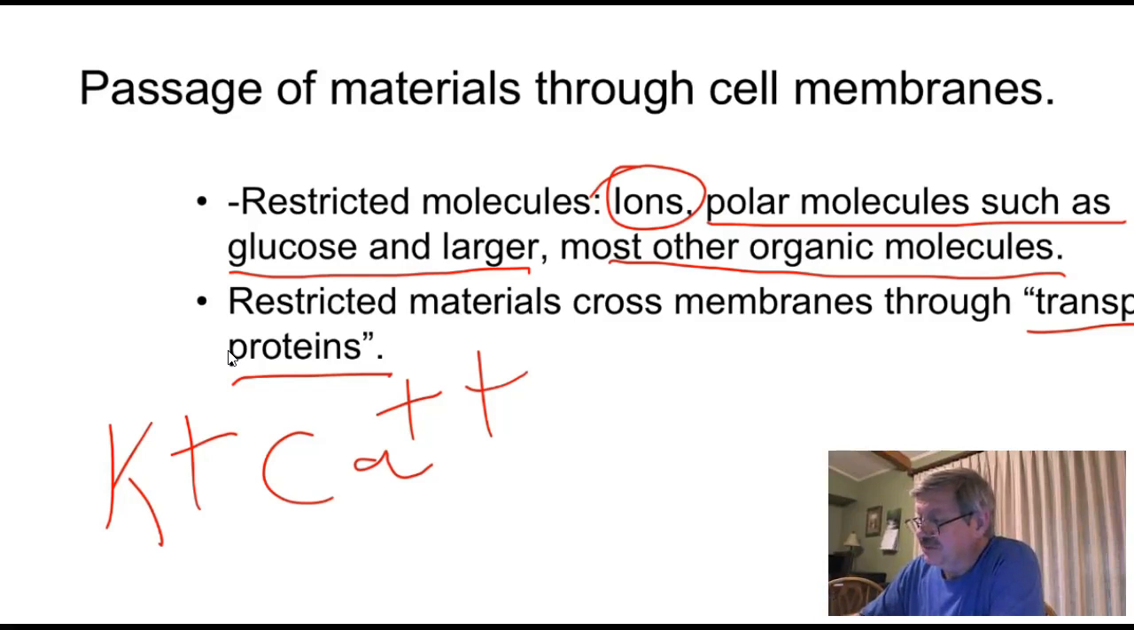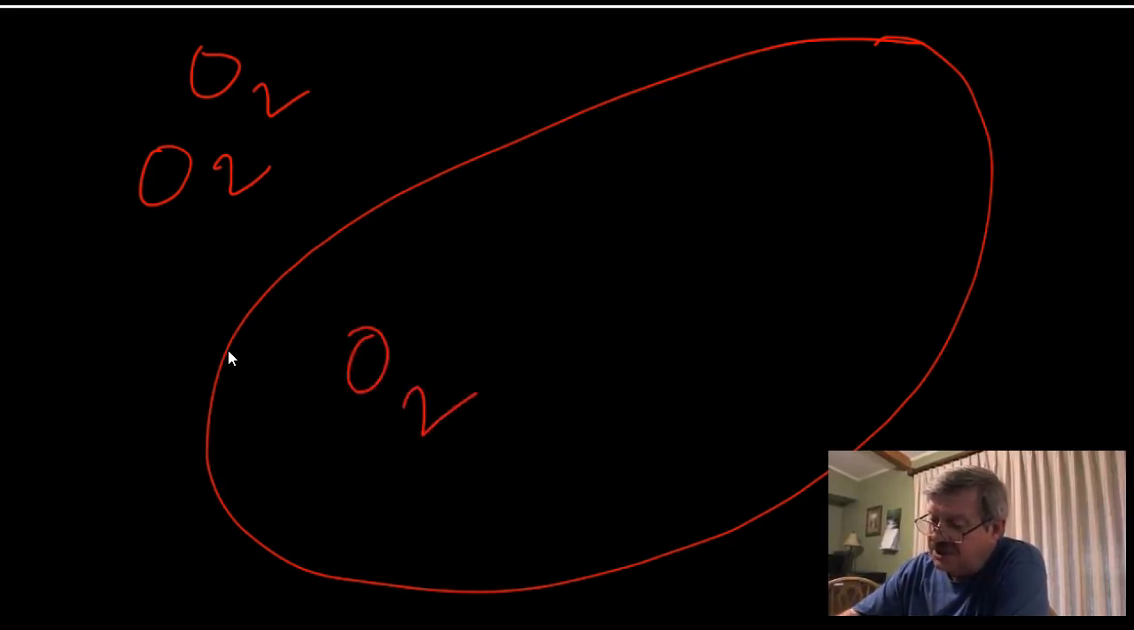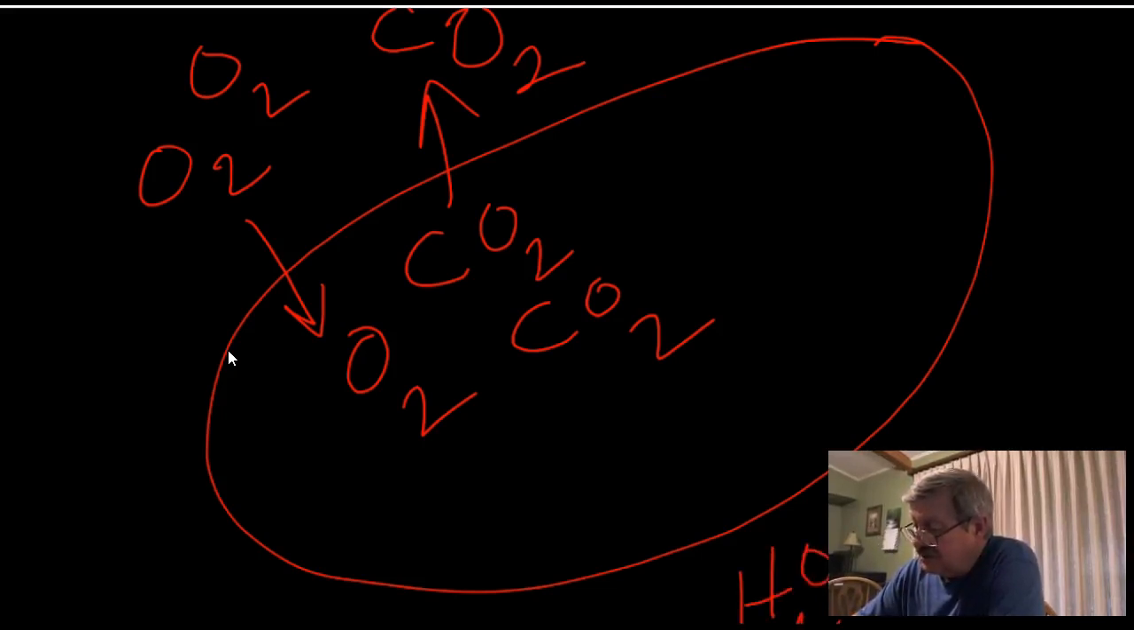Okay, so let's go to another one here. What that means is if we have a cell right here, oxygen can go from where oxygen is in high concentration to where it's in low concentration without the cell having to do any work at all. Carbon dioxide can accumulate in the cell and then move out of the cell to where it's in lower concentration without the cell having to do any work. Water, likewise, will move from where water is in a higher concentration to where water is in a lower concentration without the cell having to do any work to cause this to happen.